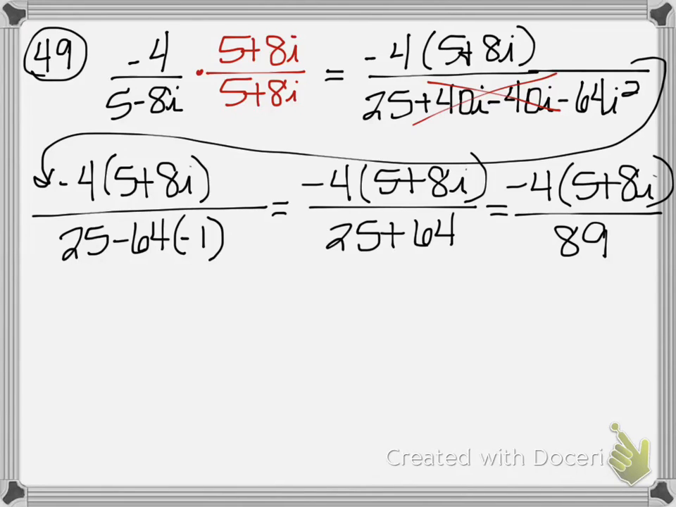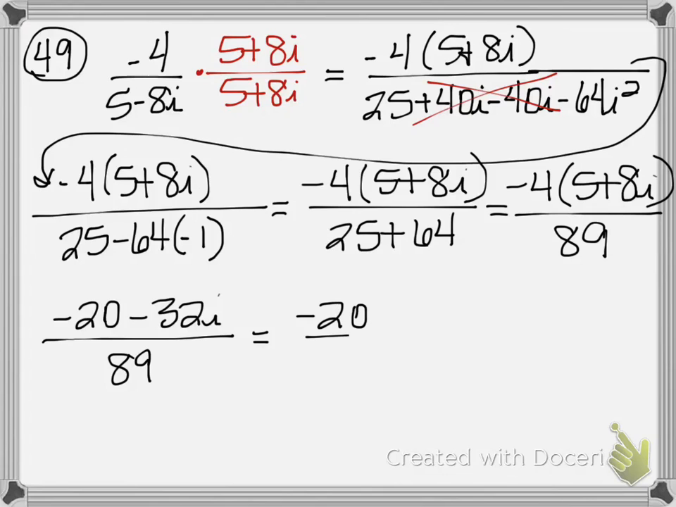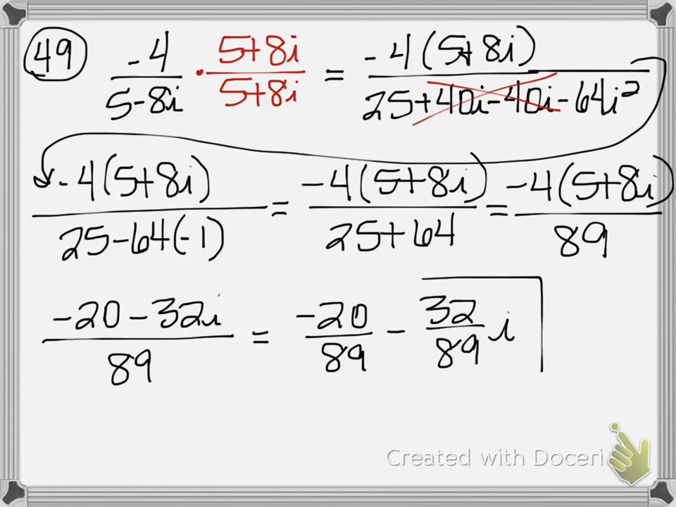So I'm going to go ahead and distribute my negative 4, which is going to get me negative 20 minus 32i all over 89. And in a plus bi form, we have to have it in two separate fractions. So negative 20 over 89 minus 32 over 89 i. And that's my final answer.